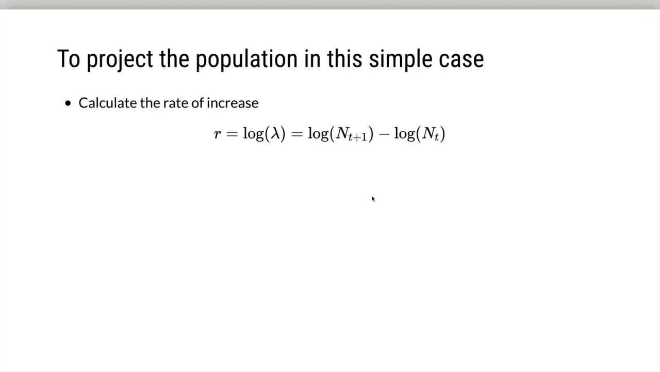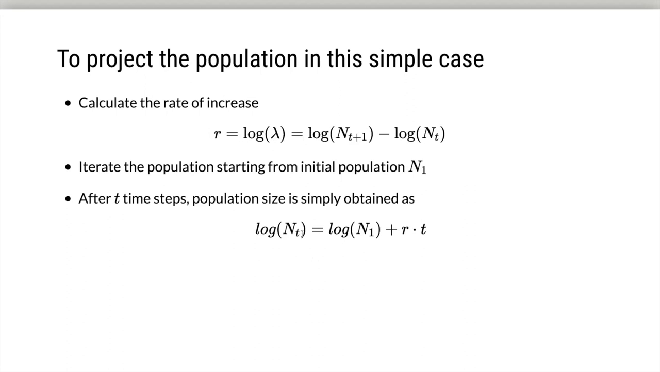And this is relatively easy in this case because we assume that r is a constant in time. So if we know the initial population size, n1, we can simply calculate the log of population size at time t using this equation. So log population size at time t equals log population size at time 1, the initial population size, plus rate of increase times t. So it's the same thing that we have with lambda, but on a log scale.